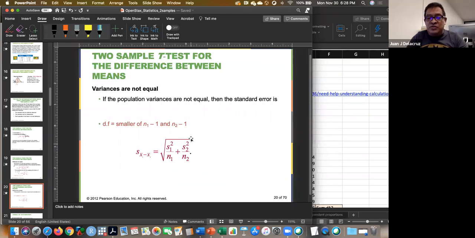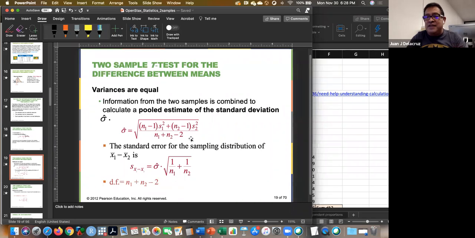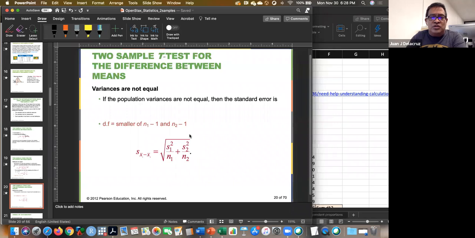As you can see, these formulas are very easy to do in Excel. I'm going to show you how I did it, and that's going to be very, very simple. This is the first thing: we need to know whether the variances are equal or not equal.